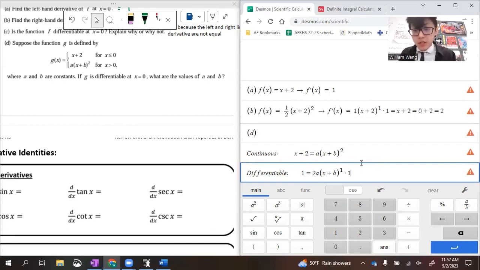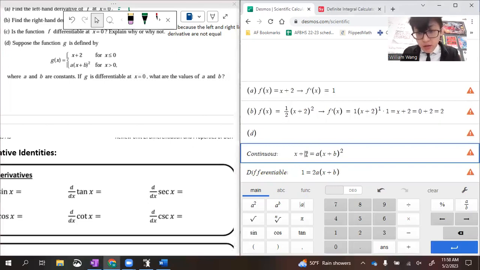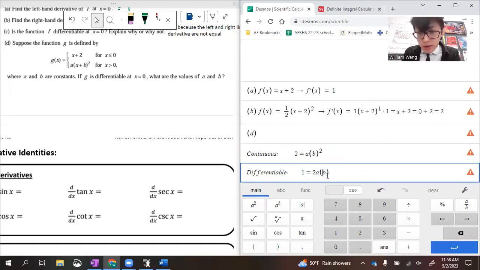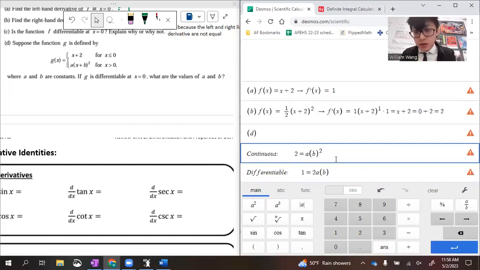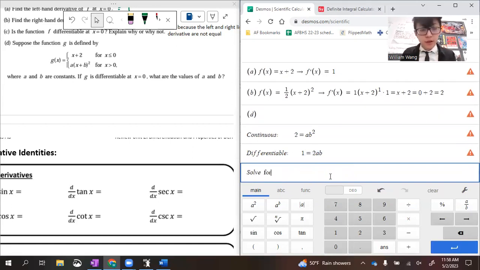Cool, so that's my two equations. Let me simplify this. So it's 1 is equal to 2a times (x plus b). All right, well, what do I actually know? I know x is equal to 0, so I can replace all the x's here with 0. That turns this to just 2. That turns this to just b squared. That turns this to just b. So if I simplify my equations, it's ab squared is equal to 2, and 1 is equal to 2ab. So we just have to solve for a and b, right?